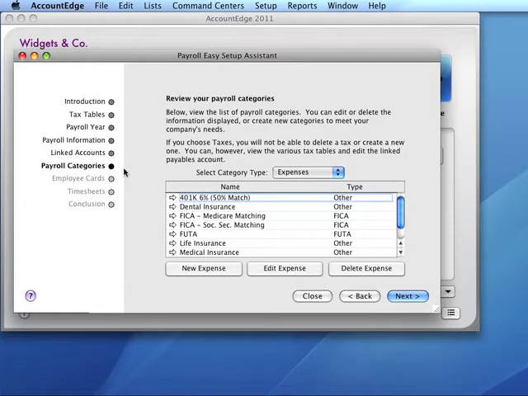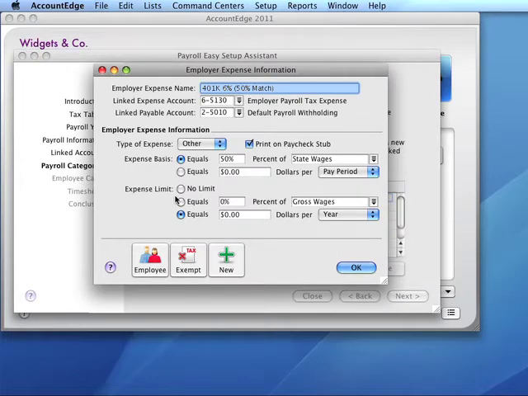Payroll setup using the Easy Setup Assistant. Payroll categories. Employer expenses. Let's review the employer expense information window.